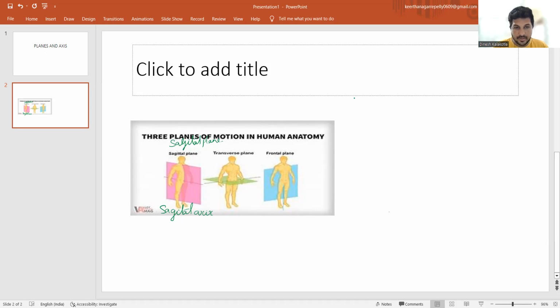The second one is the frontal plane, right? So this is the frontal plane, and this is the transverse plane. As you can also see on the image, I'm just writing it so that you can see it better. And this is the sagittal axis, and this is the frontal axis.